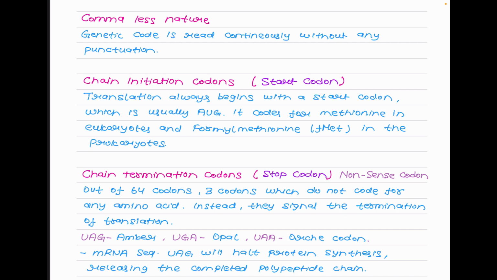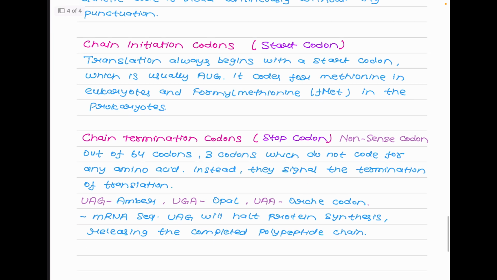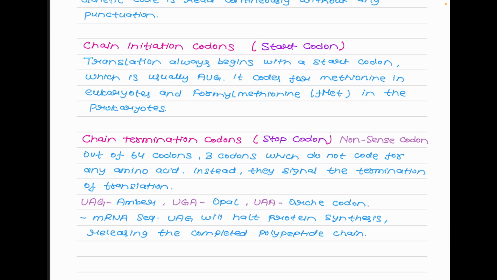Chain initiation codons, also known as start codons. The translation process begins with a specific codon known as the start codon. The most common start codon is AUG, which codes for the amino acid methionine. This signals the start of protein synthesis and sets the reading frame. AUG codes for methionine in eukaryotes and formyl methionine in prokaryotes.